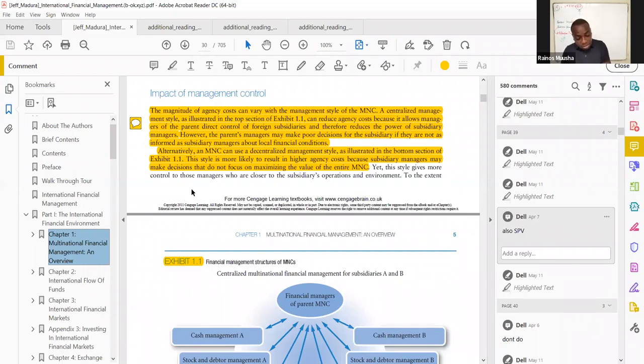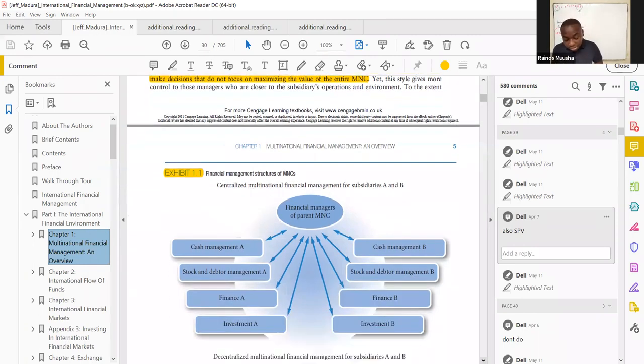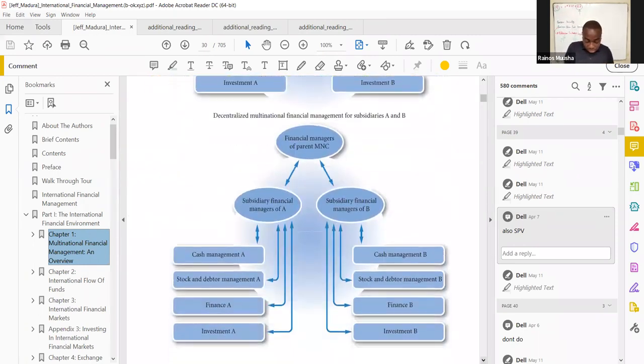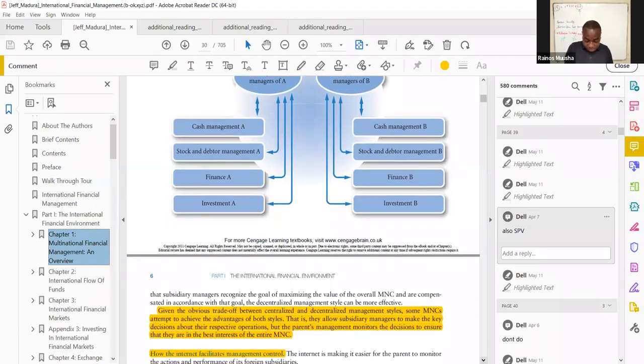But now the risk is that these managers might not necessarily comprehend the decisions or how they are going to end up affecting the whole organization as well. So because of this, you might have a situation where they make decisions which are not necessarily going to be able to maximize the value of the shareholders of the overall organization.